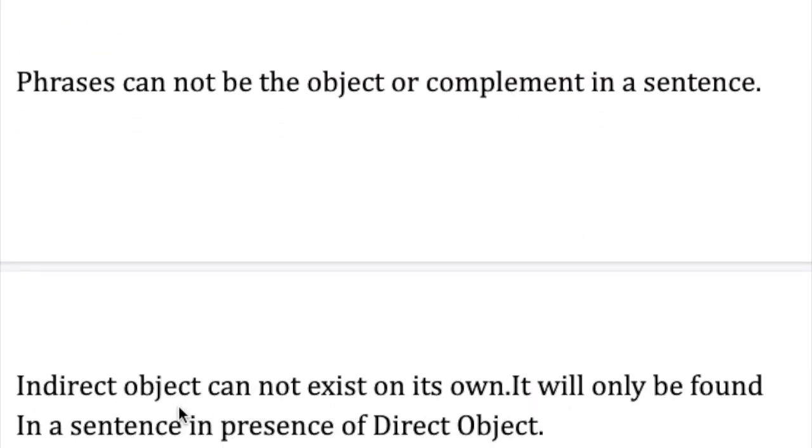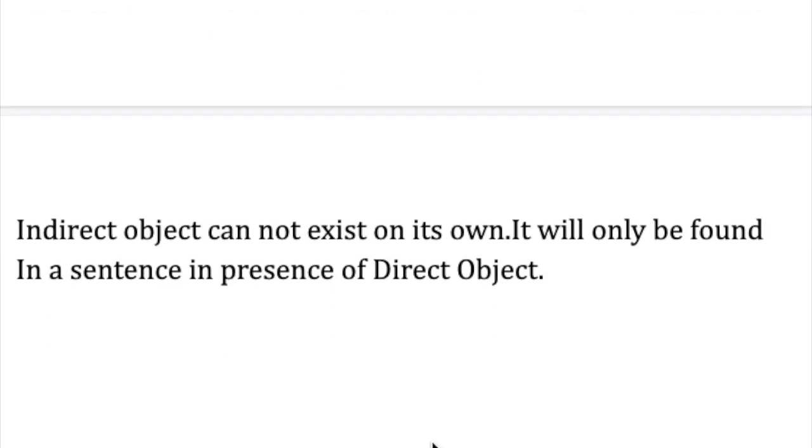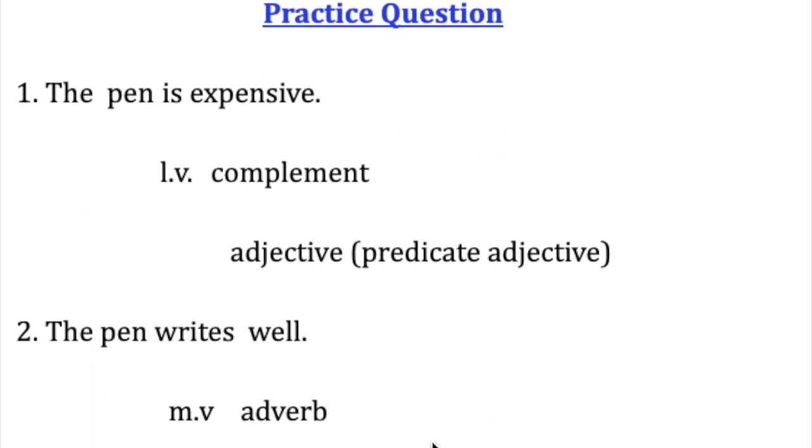Alright. Indirect objects: I told you just a moment ago that it is not possible to find one on its own. It will only be found in the sentence in the presence of a direct object. This is another point to remember. It will not come after the direct object, because after the direct object, the indirect object becomes some kind of phrase. So it is not possible to find the indirect object after the direct object. Okay, let's quickly go through a few examples.